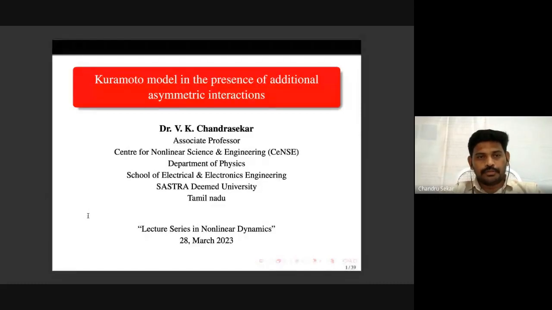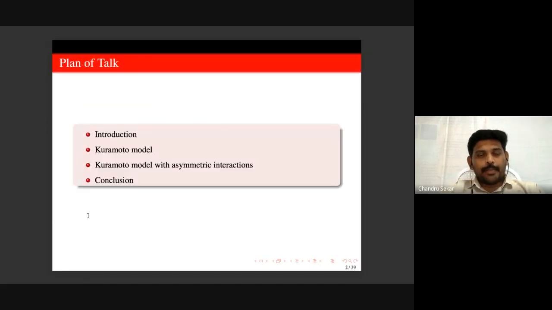Okay, so the title of today's presentation is the Kuramoto model in the presence of additional asymmetric interaction. My plan of the talk is as follows. First, I briefly introduce the phase model. Then I derive the Kuramoto model from the phase model, and I show some of the Kuramoto results on it. Then I introduce the asymmetric interaction into the Kuramoto model, and I discuss some of our findings on it. Finally, I conclude my presentation.